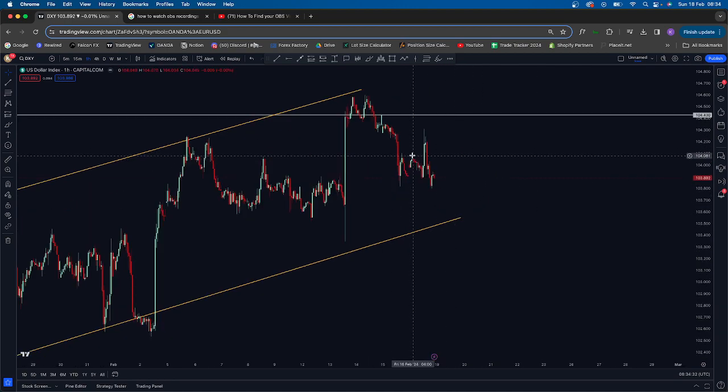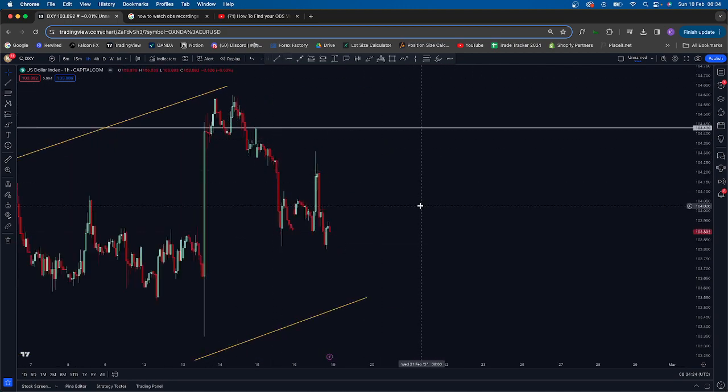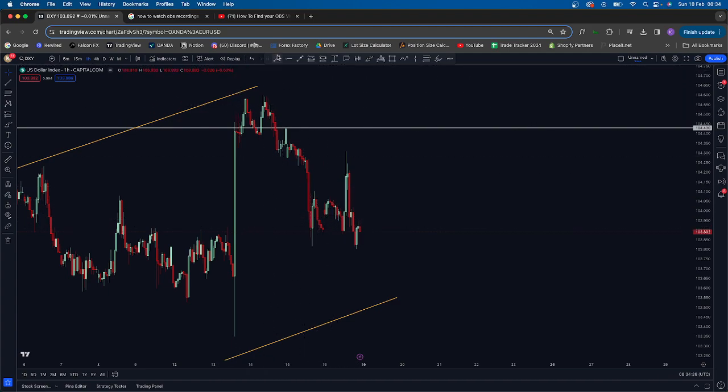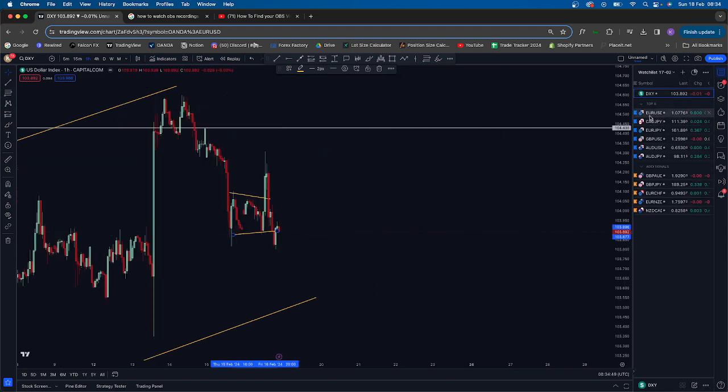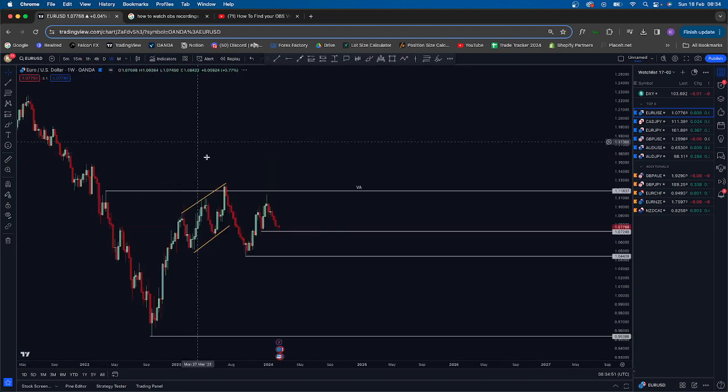Price did actually fail to commit here. There is some missing price action. It could have at this point pushed down, but it did push back up, and now it's come back down again, and we'll see how price reacts from here. Just moving on to the first pair, which is euro dollar, going to the weekly.